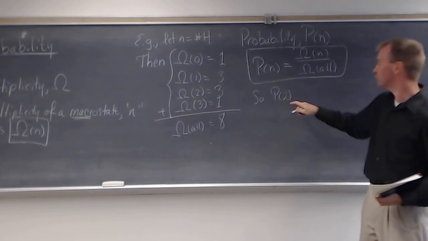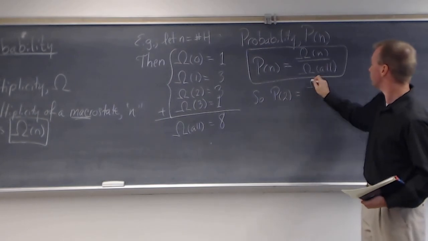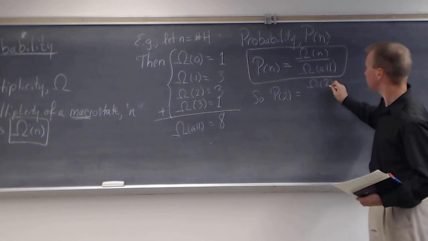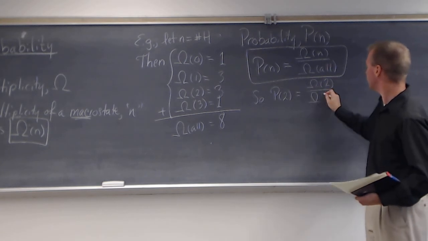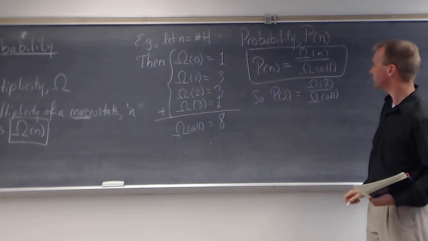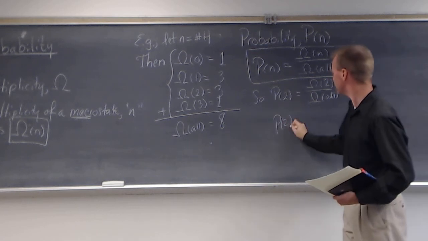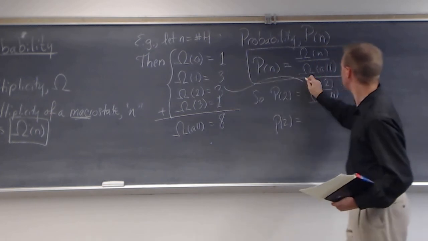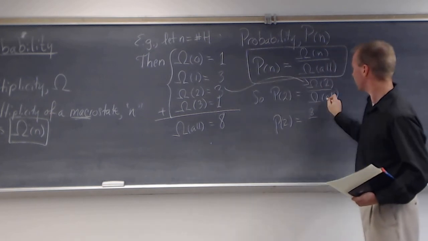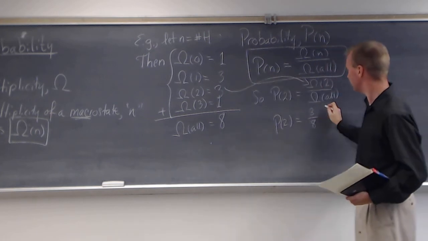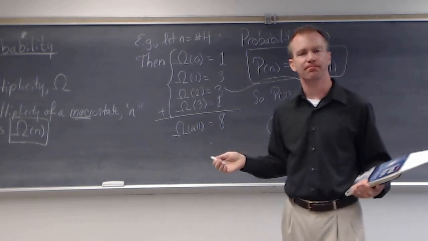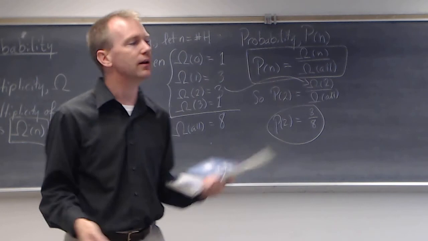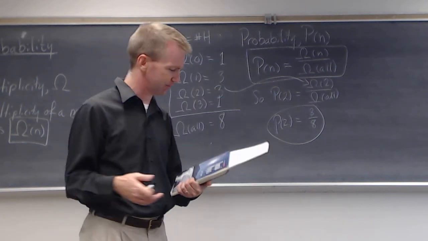So if I were to say, what's the probability that I'll get two heads? The probability of finding it with two heads is the multiplicity of the macrostate with two heads over the total multiplicity. This was 3, and that was 8. That's it. As long as we know what the distribution of the multiplicities is, then we're set for finding the probability.